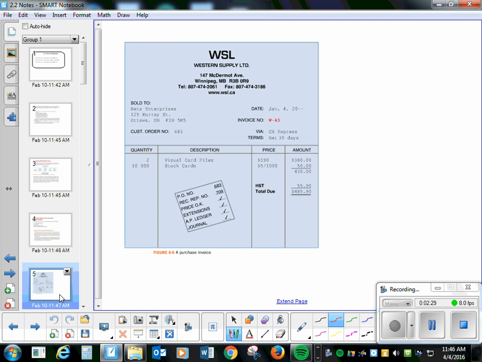Something like this would come across an employee's desk, and this shows what they have purchased. They've purchased this from Western Supply, and it shows some HST and your total due. It also shows how many of something you got, what you got, and the price. It tells you here what your terms are, how many days you have to pay it.